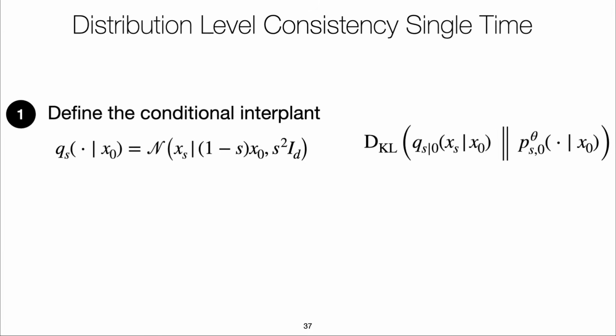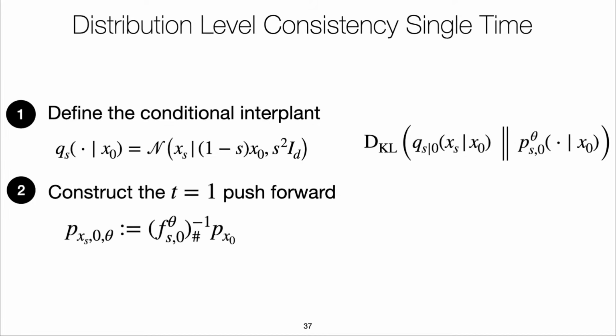Now, to do this in practice, you have to operationalize this with a conditional interpolant. So instead of matching the marginals, I can match the conditionals. And this conditional, the first one over here, is the forward transition to noise, and you have this in closed form if you're using Gaussian paths. So what this tells us is that we can construct the push forward from any time point s to the endpoint, which is a Gaussian.